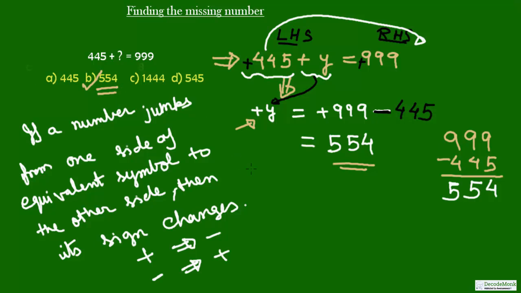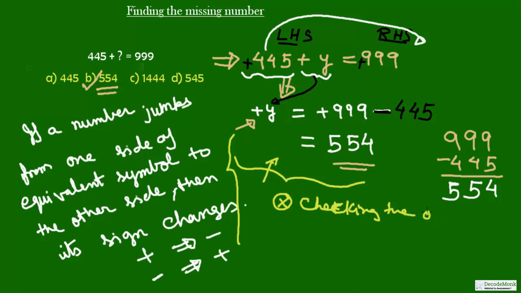At this point of time, I again tell you that even if you do not know this procedure, you can arrive at this right answer by checking the options one after another, one by one. So you can first plug in 445 over here and check whether you can arrive at 999. You can plug in 554 in place of question mark, then check whether you can arrive at 999 or not.